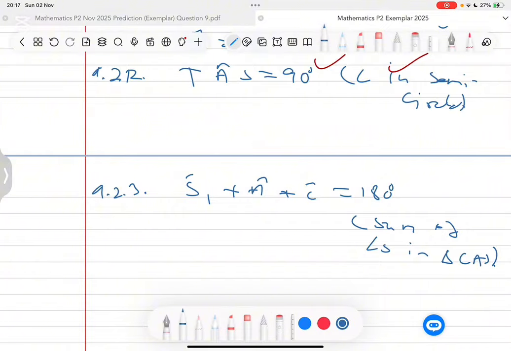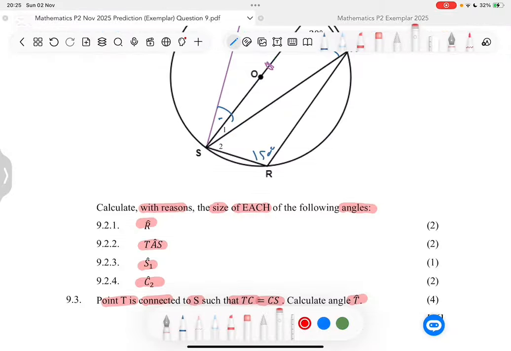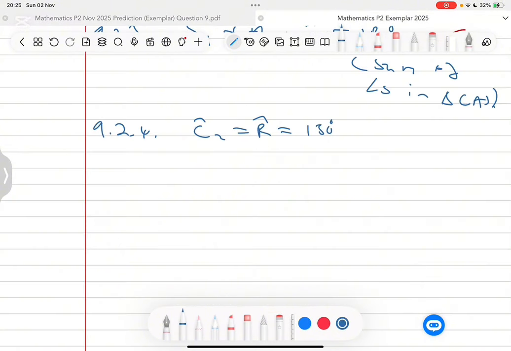I'm going to say here we are doing 9.2.4 and angle C2 is equal to angle R, and this indeed will be equal to 150 degrees. Because already we know our R. We calculated R here to be 150 degrees. Now, the reason for this would be that we have exterior angles of a cyclic quadrilateral.